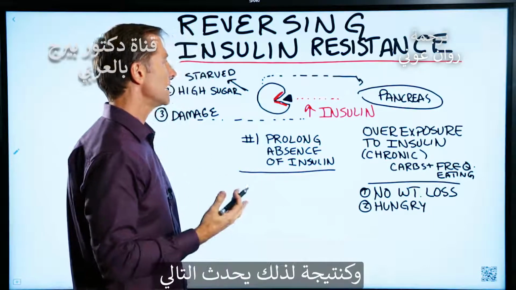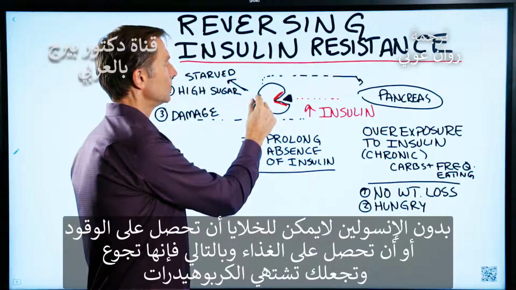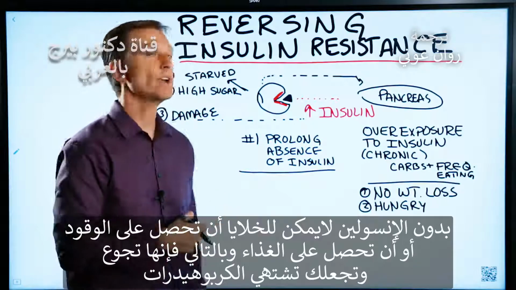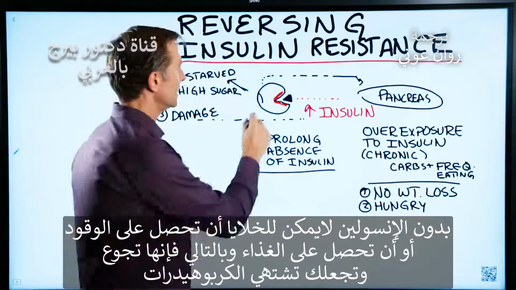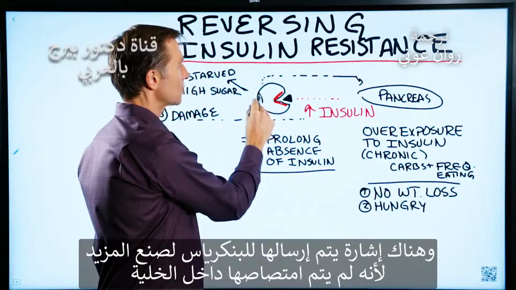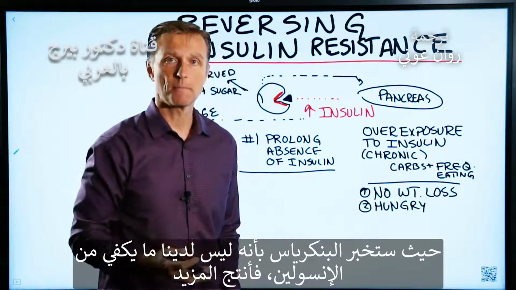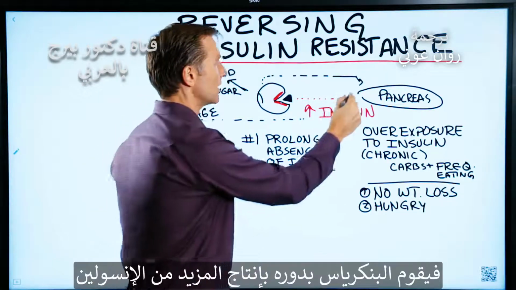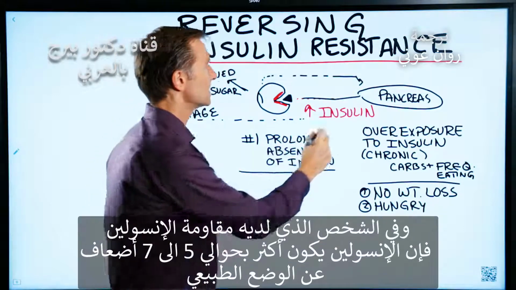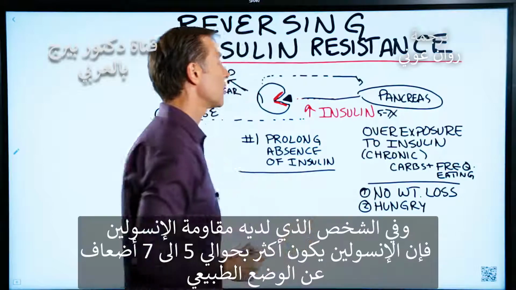The consequence of that is this. Without insulin, the cells can't get fuel, they can't get nutrition, so they're starving, they're hungry, and you're craving carbohydrates. There's a little signal sent back to the pancreas, because it's not getting absorbed inside the cell, that tells the pancreas, hey, we don't have enough insulin, make more. So then the pancreas makes more and more insulin. So an average person with insulin resistance has 5 to 7 times more than normal.